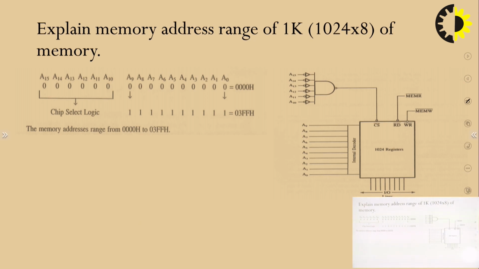So, in general, we can say that the complete address lines in 8085, that is 16 address lines, are divided into two parts. One part is used to identify a register inside a memory chip, and the second part is used to select a particular memory chip.